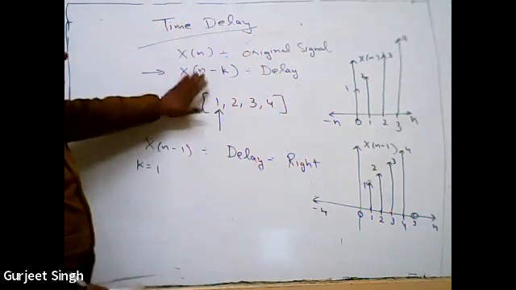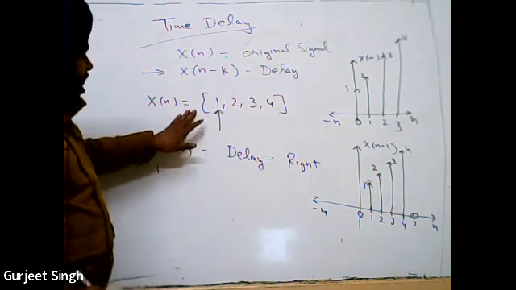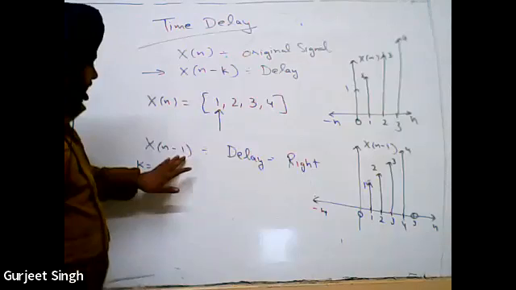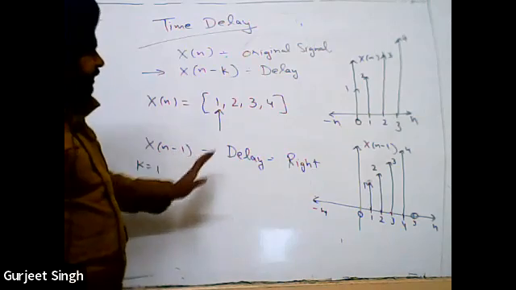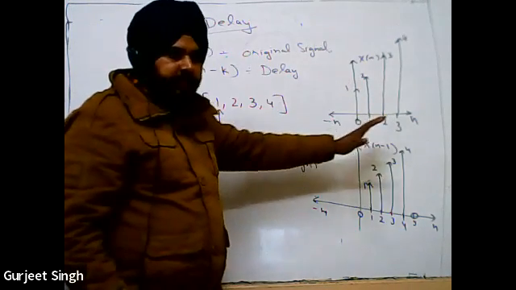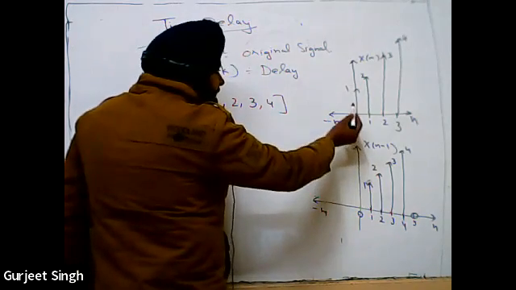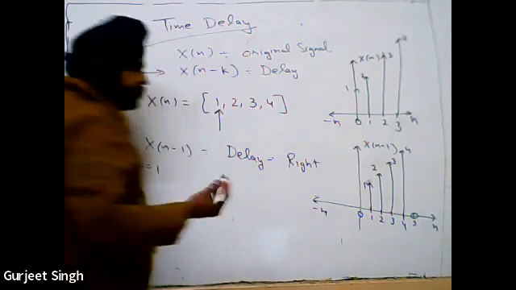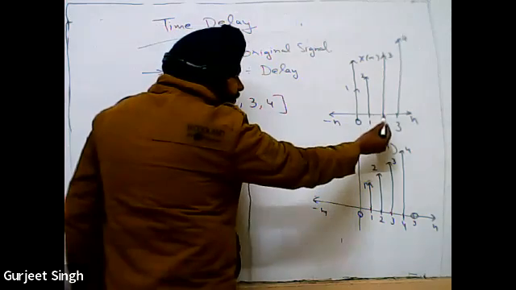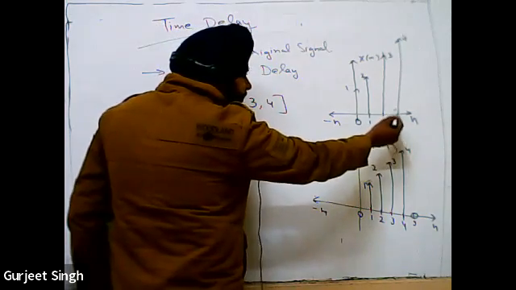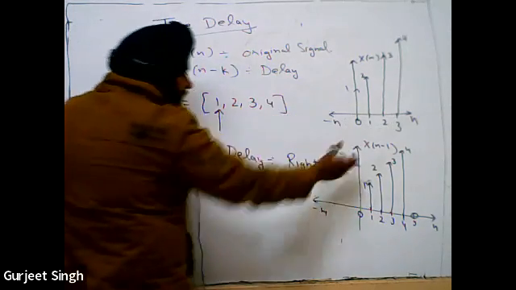So delay is represented by the negative sign. This is the original signal, and here I am representing the one sample delay. One sample delay means shifting the signal toward the right side by one sample. At n equal to 0, the magnitude is 1, so this is shifted toward 1. One sample moves toward the second, second toward third, third toward the fourth. This is the shifting of the signal toward the right side.